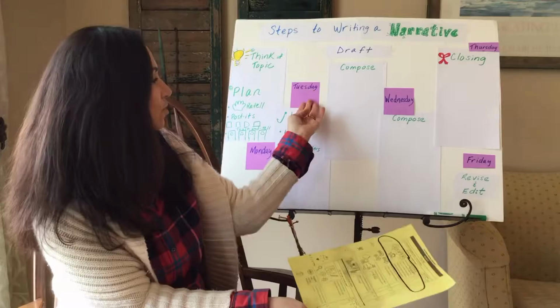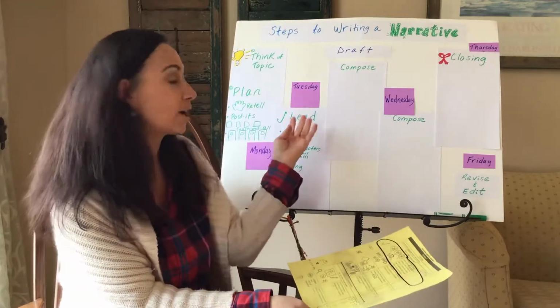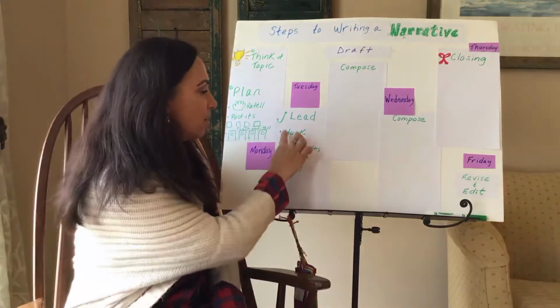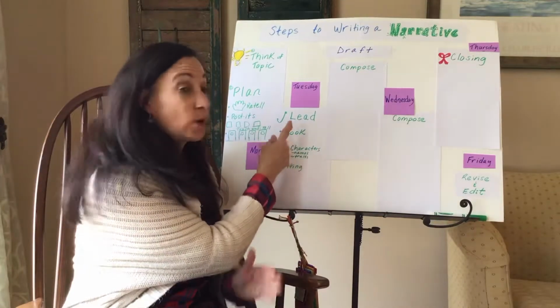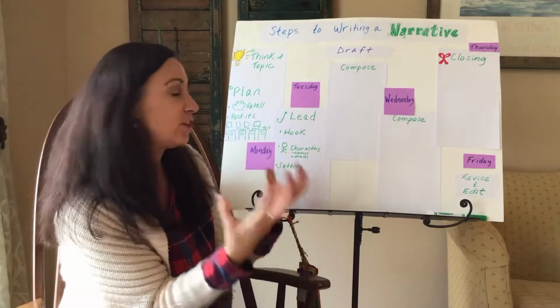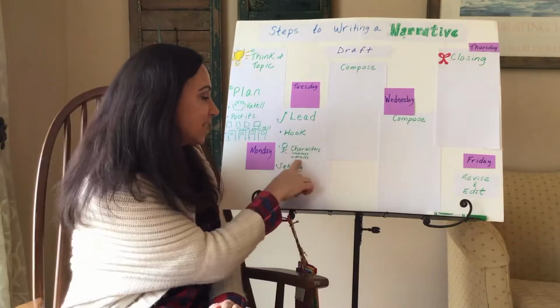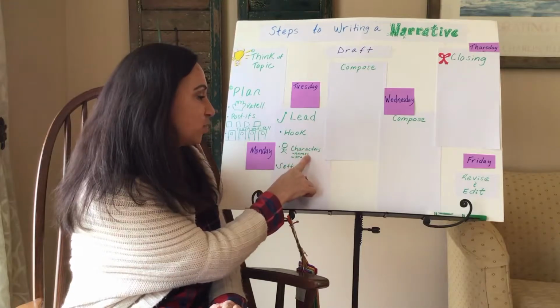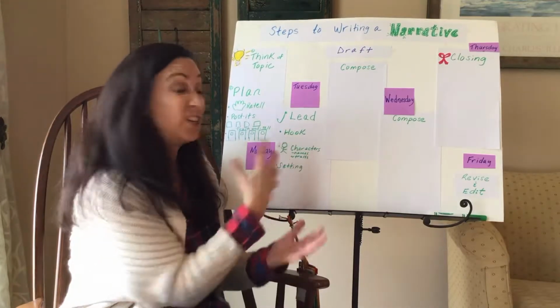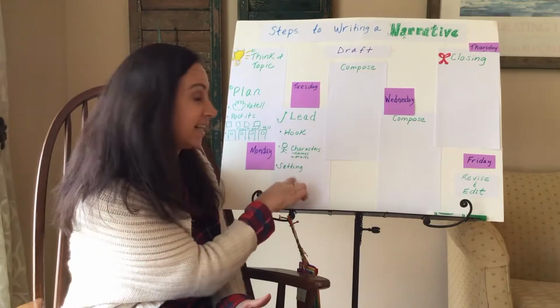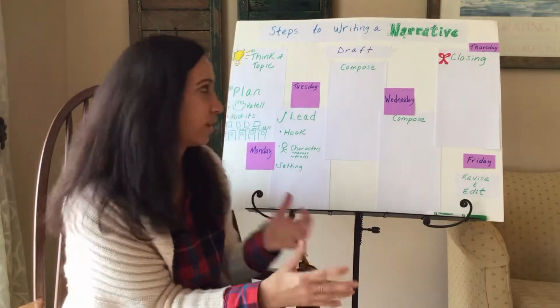So today on Tuesday is when I said we were going to work on our lead. And we're going to talk a little bit more about the fact that a lead is where you hook your readers and you get their attention and you make them want to read your piece. We're going to introduce characters, who was in the story with us, their names, even you'll get to know maybe some of the traits of your characters. And of course, the setting. We want to be able to picture being there with you.